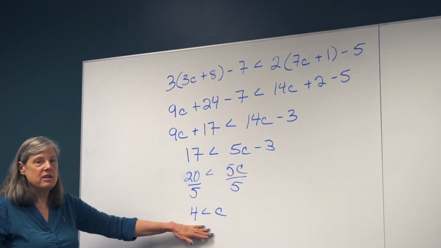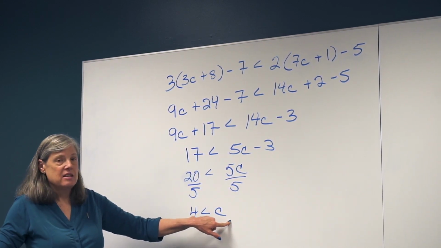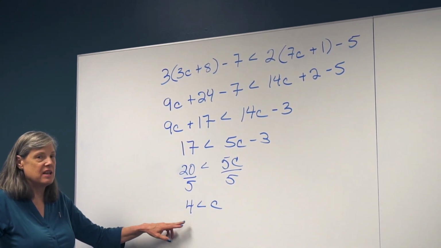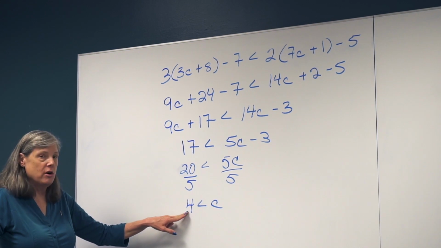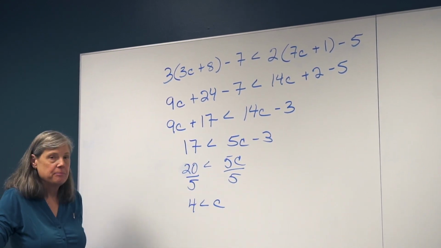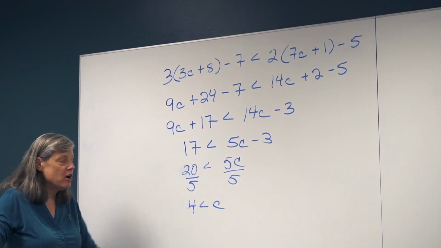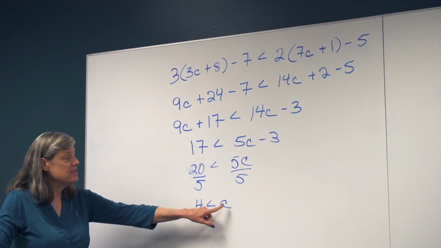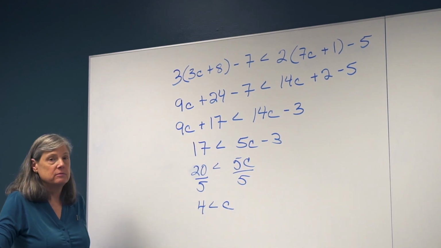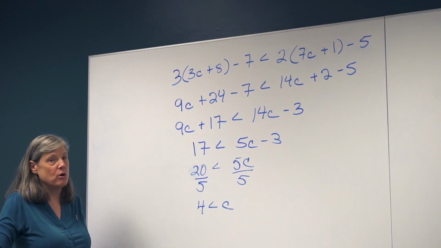Okay, before I do this, I want you to say this. See how you do. Turn the video off, you say it. Then see if you say the same way I do. 4 is less than c. Or we could start with the c and say it this way. C is greater than 4. Or you could say c is bigger than 4.